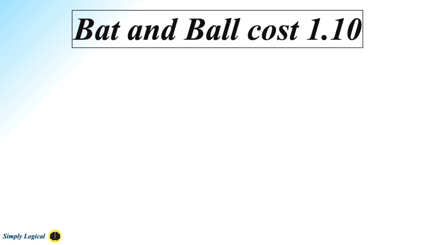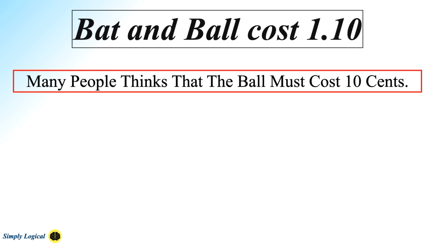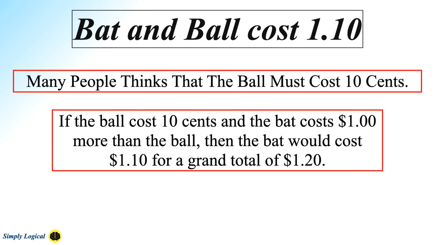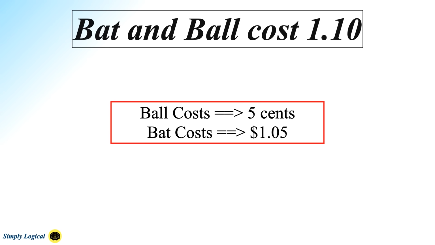Many people think that the ball must cost 10 cents. Although this response automatically comes to mind, it is incorrect. The 10 cents answer is incorrect because if the ball costs 10 cents and the bat costs $1 more than the ball, then the bat would cost $1.10 for a grand total of $1.20. Then what is the correct answer to this particular puzzle? The correct answer is that the ball costs 5 cents and the bat costs $1 more, that is $1.05, for a grand total of $1.10.